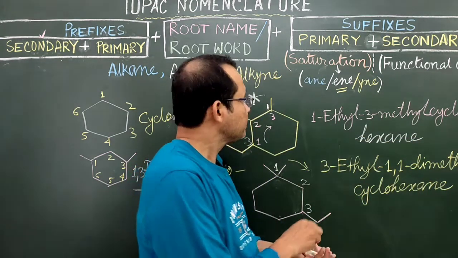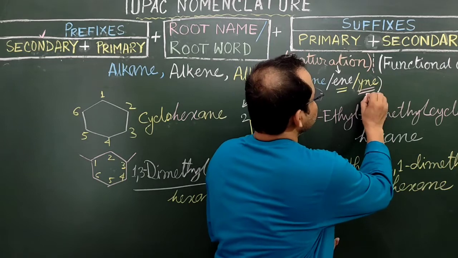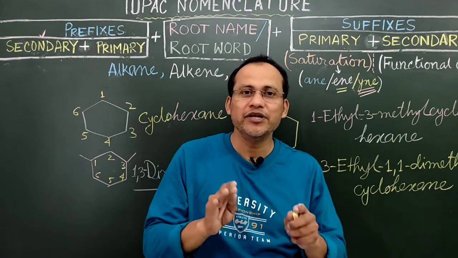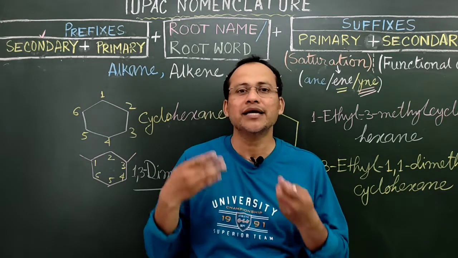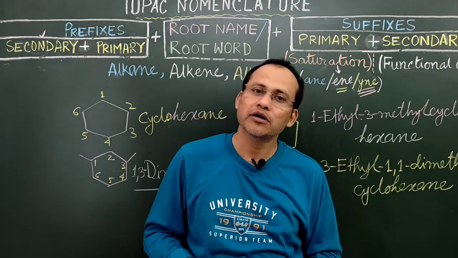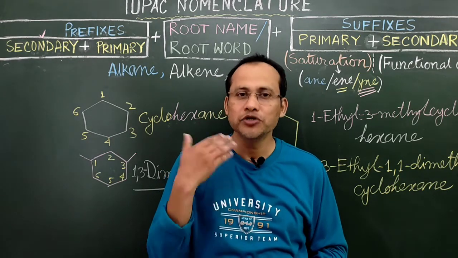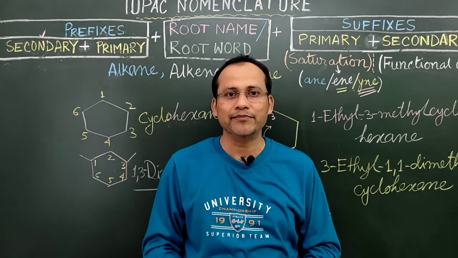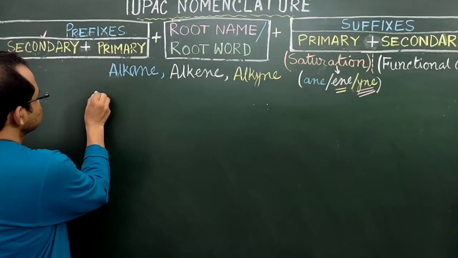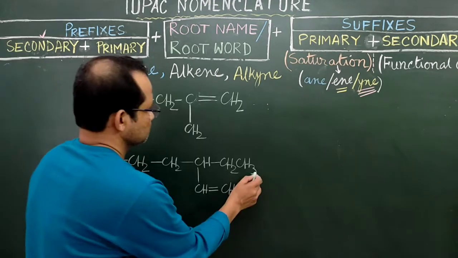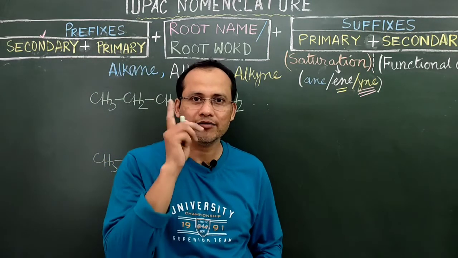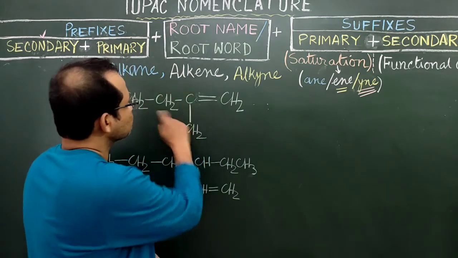And in case of triple bond, the name will end with -yne, since here triple bond is there. So everything before that will remain the same for either of these two compounds. Now that will be clear if we show you some examples. So let's move to IUPAC names of alkenes and alkynes. Now here I have shown two examples. So I shall first do the IUPAC nomenclature of this compound.